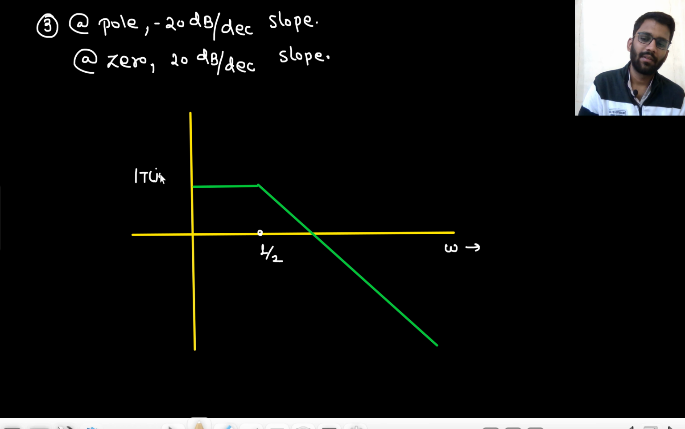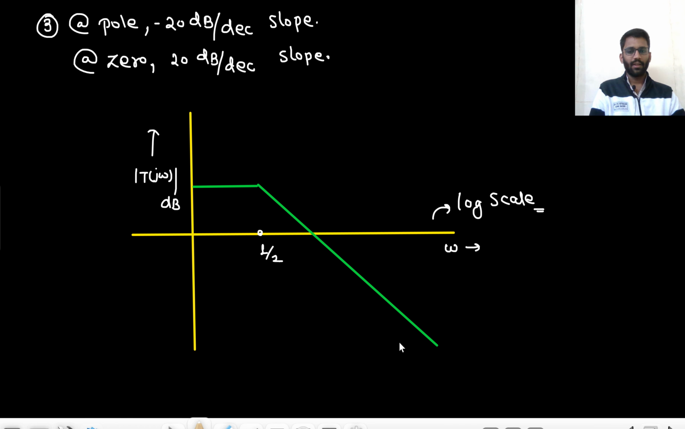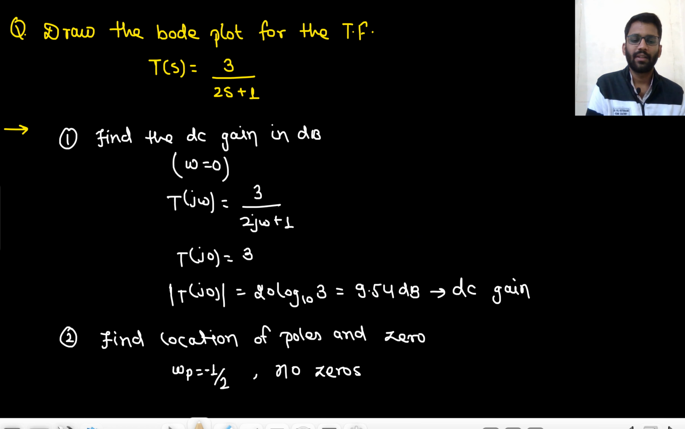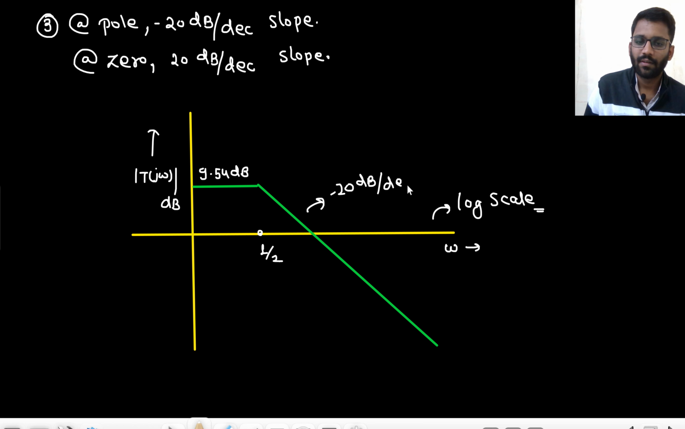Okay. I am drawing it in dB. And the scale is log scale here. Always remember, log scale. So what was my DC gain? That was 9.54 dB, the DC gain, and then a slope of minus 20 dB per decade. Understood? So this is how you have to draw the Bode plots.